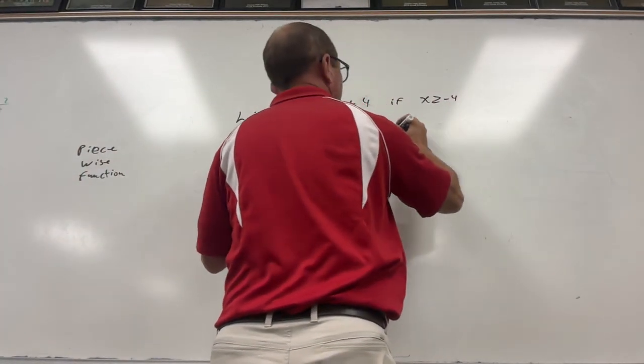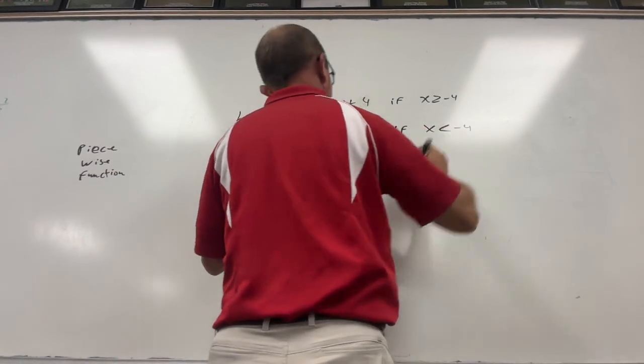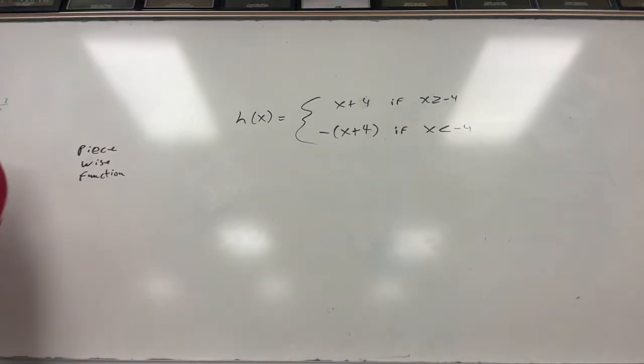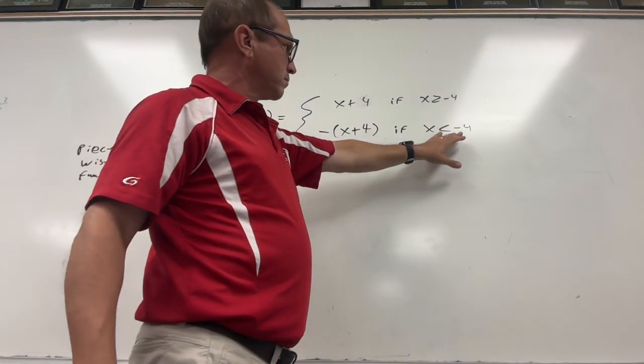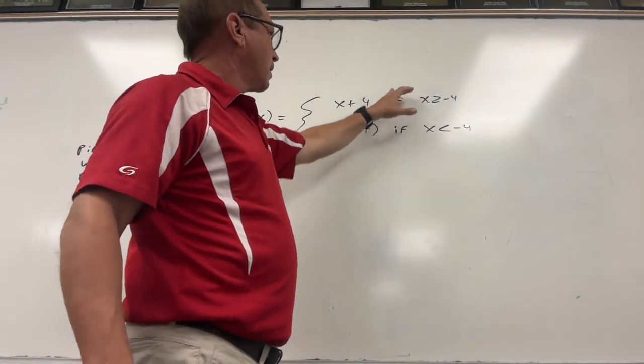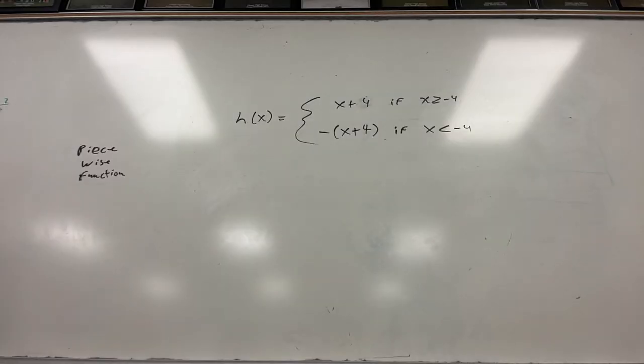And this is for if x is less than negative 4. The majority of the time, piecewise functions are set up to where the lesser domain values are on top. I don't know why this one's written like this, but it's still workable.